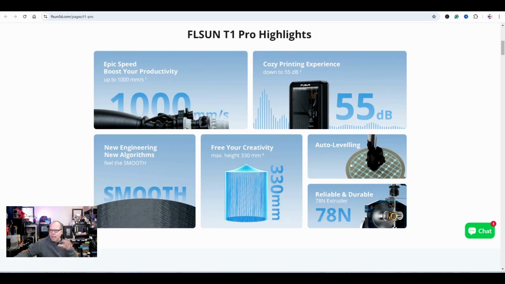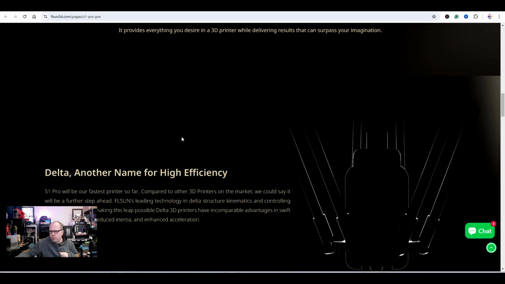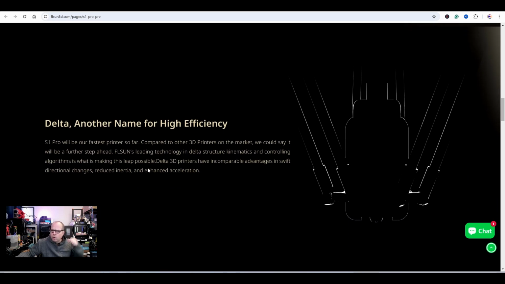We have the 78 N extruder. So it is a very tough extruder. It pulls in filament. You need to have something like that. And especially if you are going with high print speed, your hot end needs to keep up with the print speeds, right? Well, the S1 Pro will be our fastest printer so far.